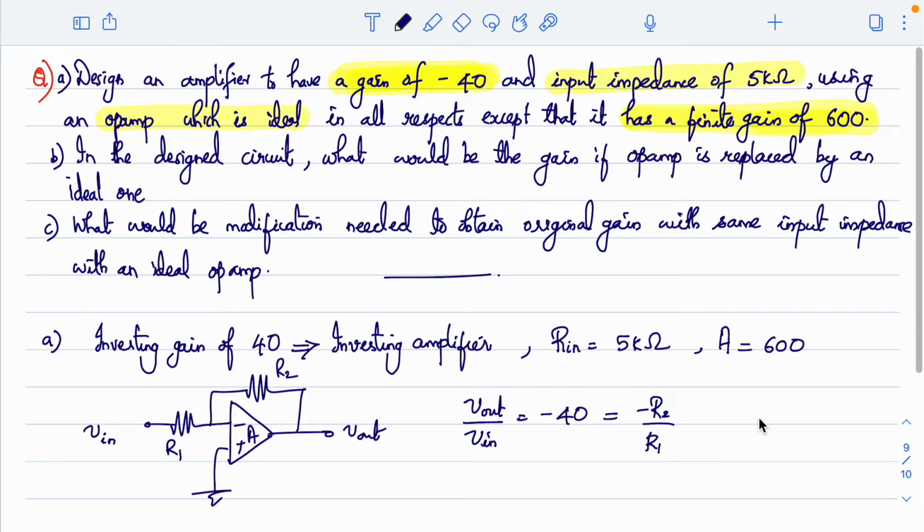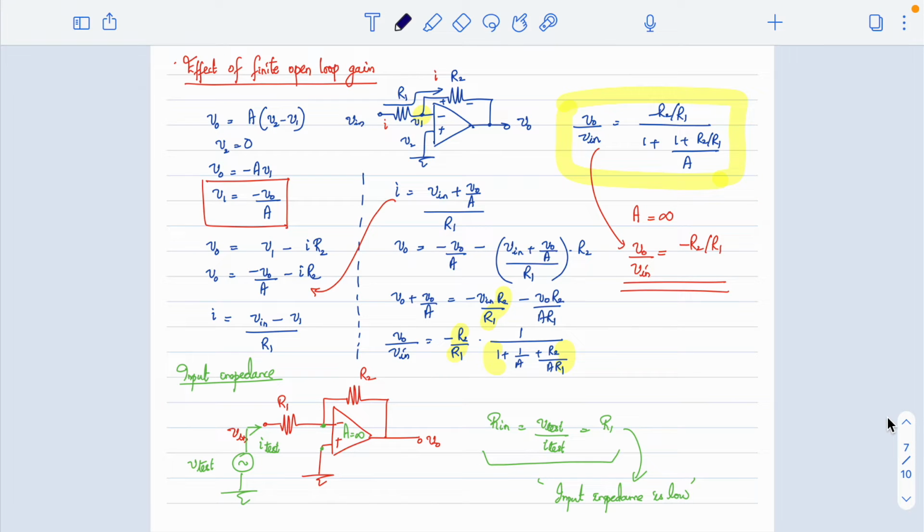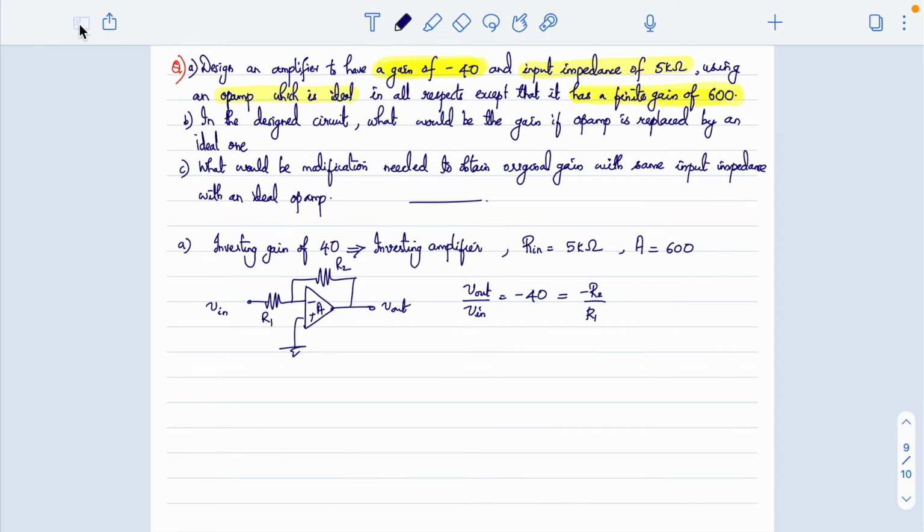Can we take it as minus R2 by R1? Yes, we can take it as minus R2 by R1 only if your A is infinity. From our discussion, we know that when A is infinity, you can take it as minus R2 by R1. But when A is finite, you have to take the expression as this. A is finite, right? So this is not what I should do.